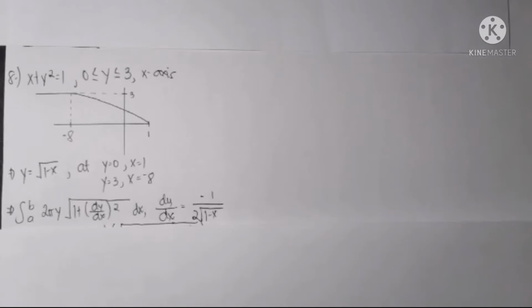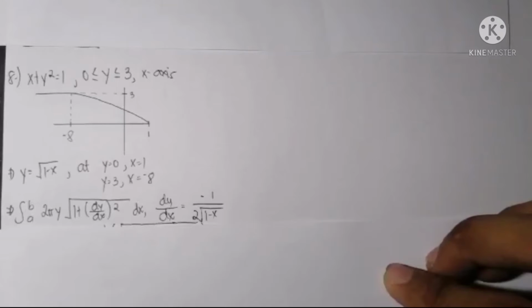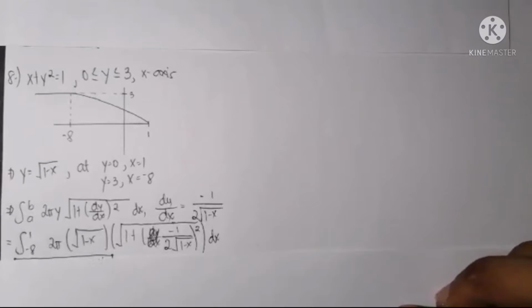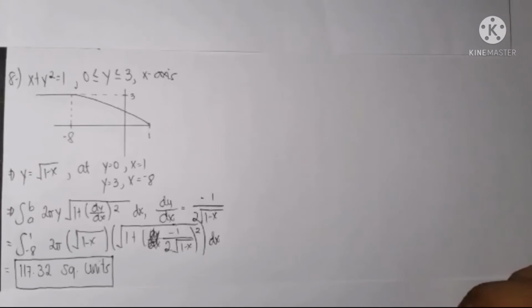So the integral of 2 pi y times the square root of 1 plus dy over dx squared dx, wherein our dy over dx is equal to negative 1 all over 2 square root of 1 minus x. The integral from negative 8 to 1 of 2 pi times the square root of 1 minus x times the square root of 1 plus the quantity negative 1 all over 2 square root of 1 minus x squared dx. So the final answer is 117.32 square units.